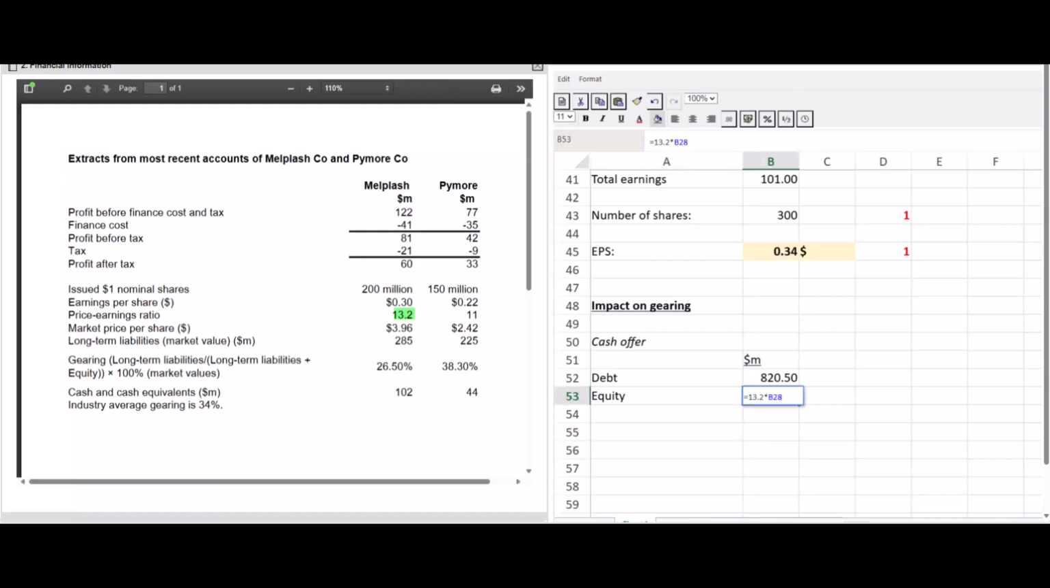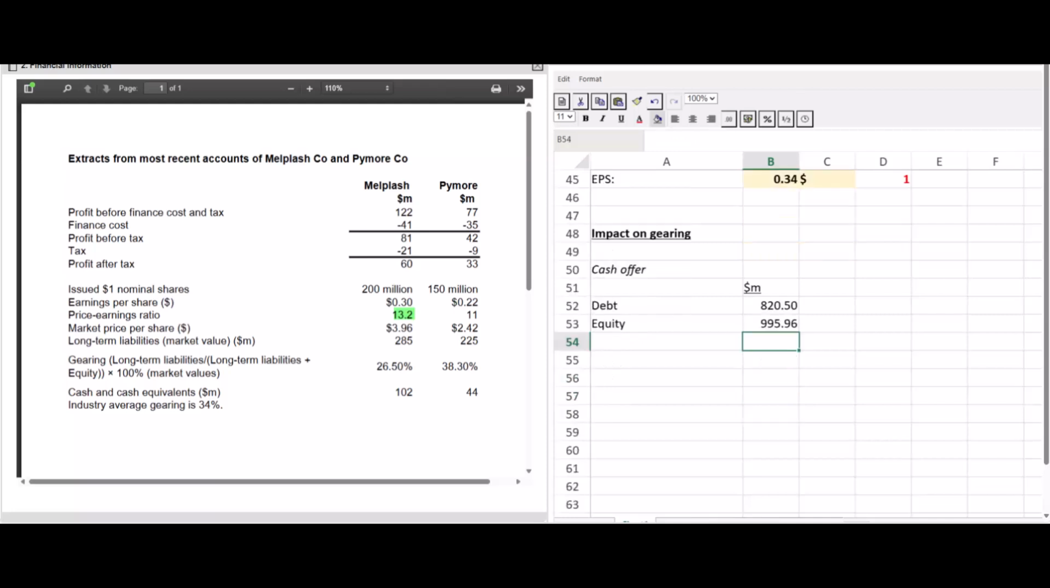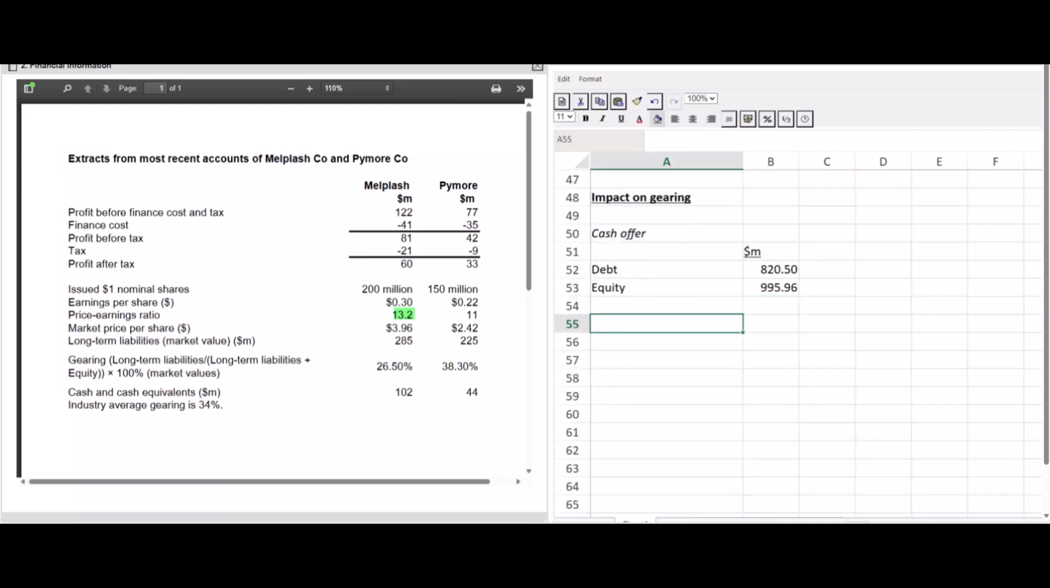Okay, so 13.2 is the PE ratio times by their earnings. That will give us the value of their equity. Now that is very approximate, something to discuss, of course. That isn't necessarily going to be all that valid, but it's fine for now. So in terms of gearing, remember it tells you how to do gearing on the left there, doesn't it? We're going to do long-term liabilities, so debt over debt plus equity. So we're using that method.